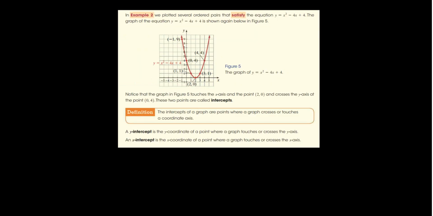So let's move this to the side, and let's actually go back and look at that equation. What was the equation? x squared minus 4x plus 4.